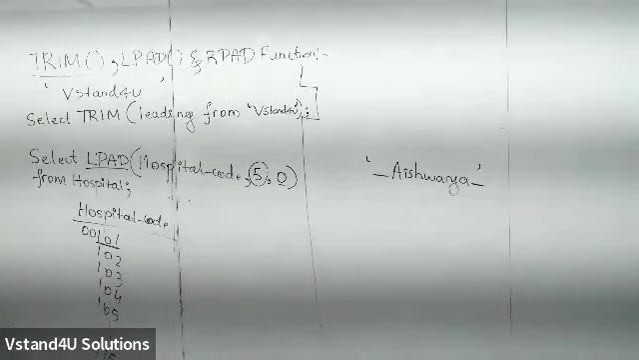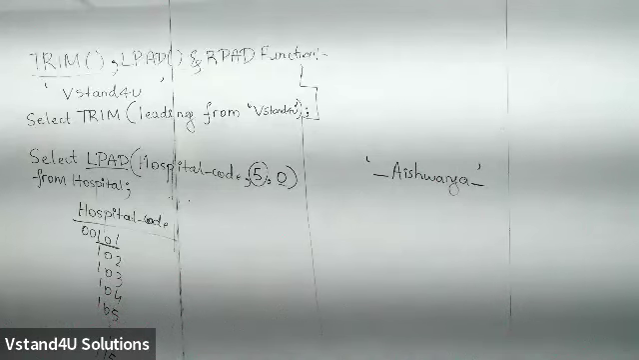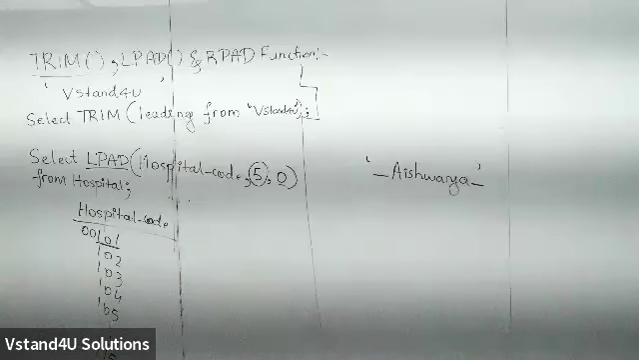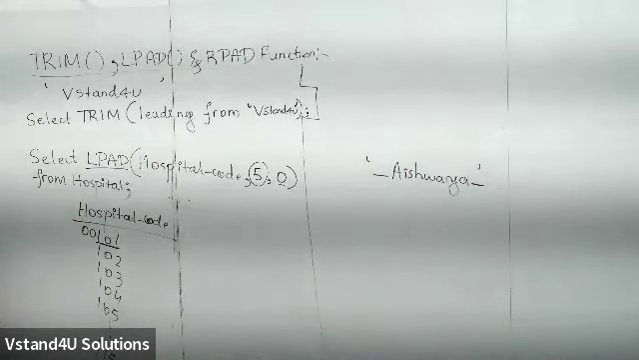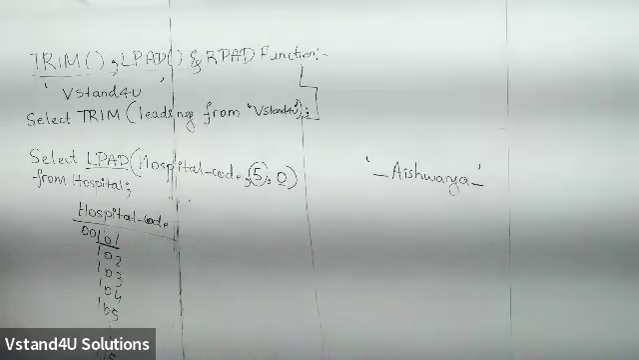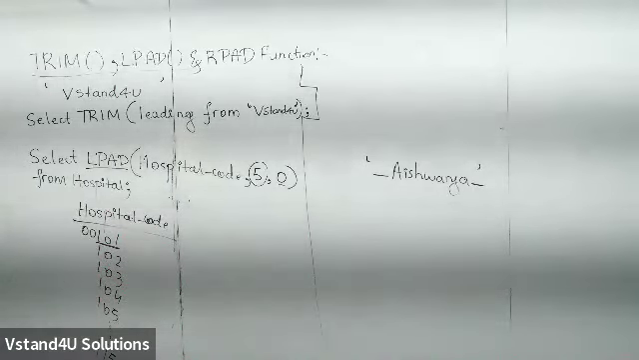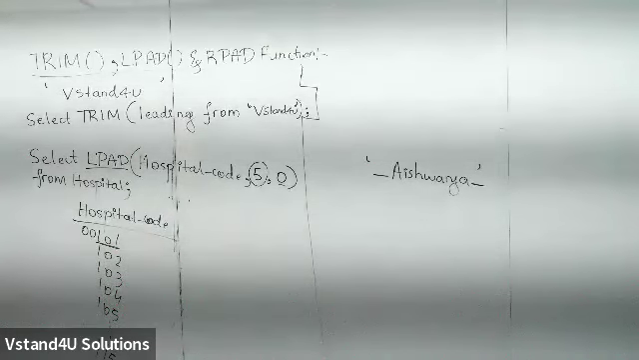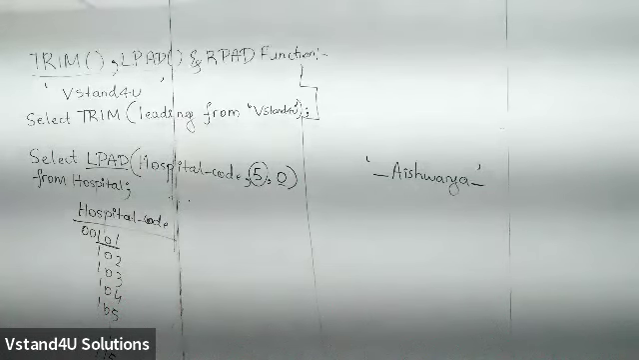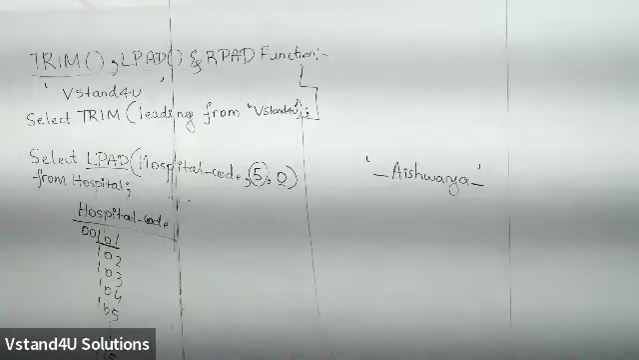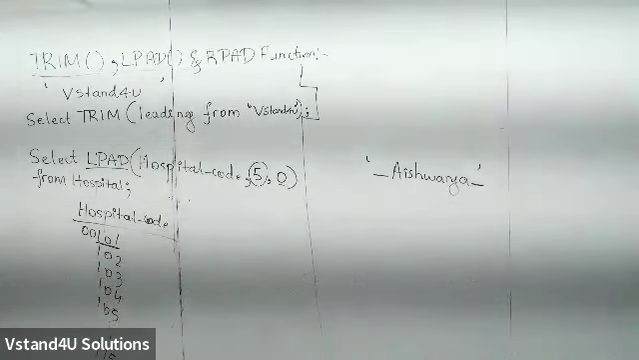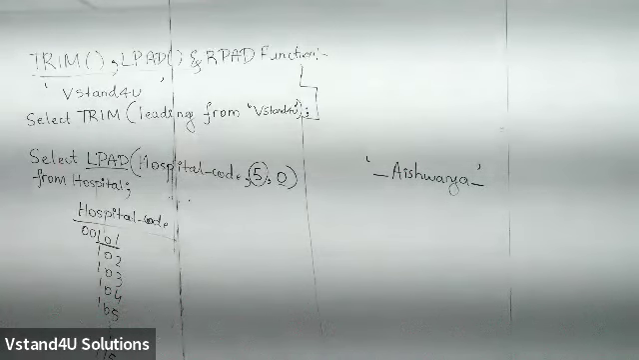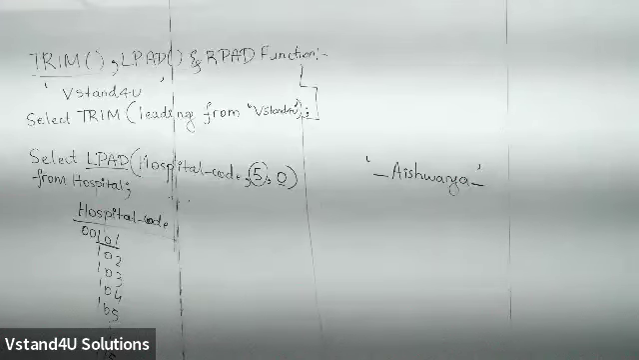Write a query to rpad the hospital name with asterisks to a length of 30 characters for a specific hospital code 101.